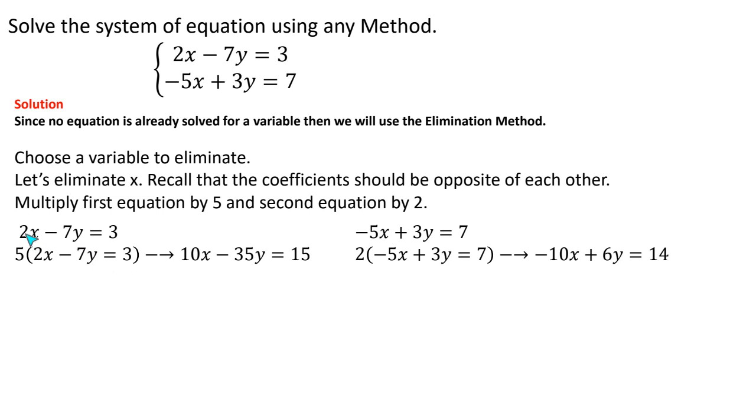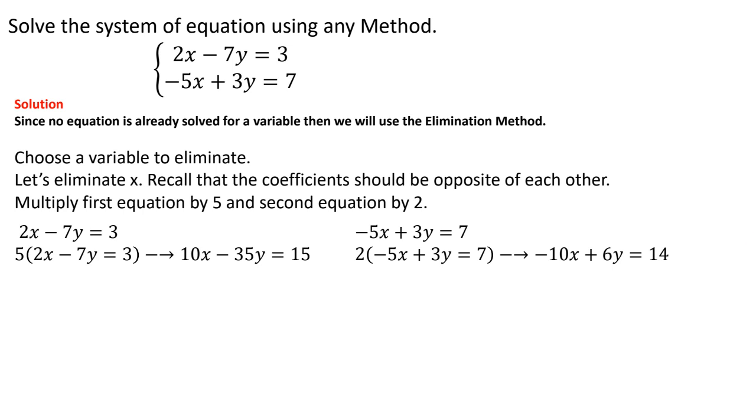Okay, so here's my first equation. I'm going to multiply it by 5. So 5 times 2x is 10x. 5 times -7 is -35y. And 5 times 3 is 15. And then the second equation, we're going to multiply by 2. So 2 times -5 is -10x. 2 times 3y is 6y. And 2 times 7 is 14.